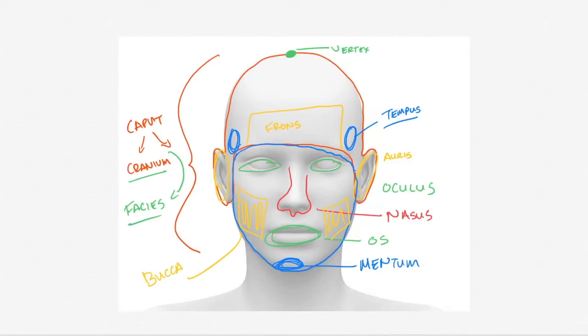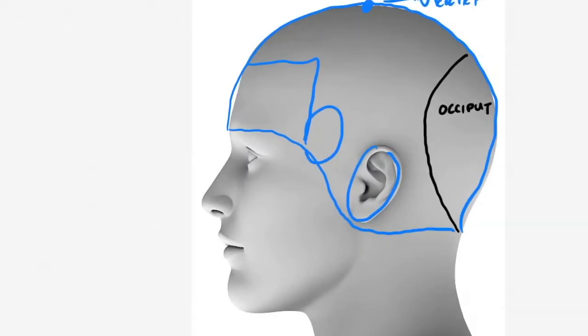Remember, the caput's broken into the cranium and then the facies. The cranium has its own subdivisions, the frons, the temples, the oris, the occiput, the vertex. And then the facies has its own, the oculus, nasus, bucca, mentum, os. So that's it. Those are all of the regions found within the head. So now we can go over to the next major region, which was the neck.